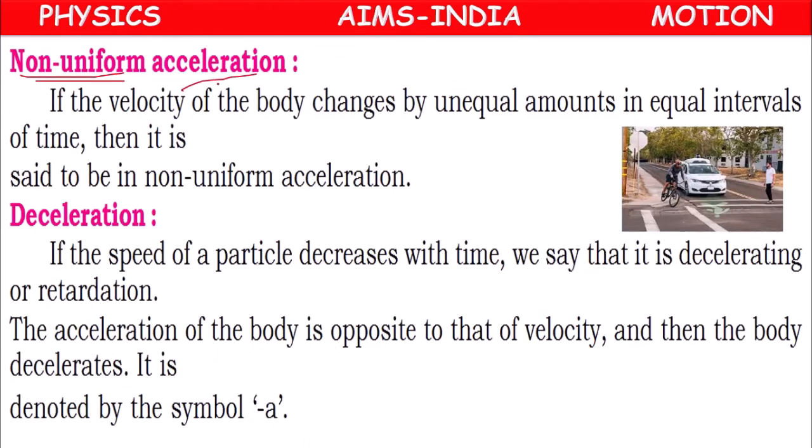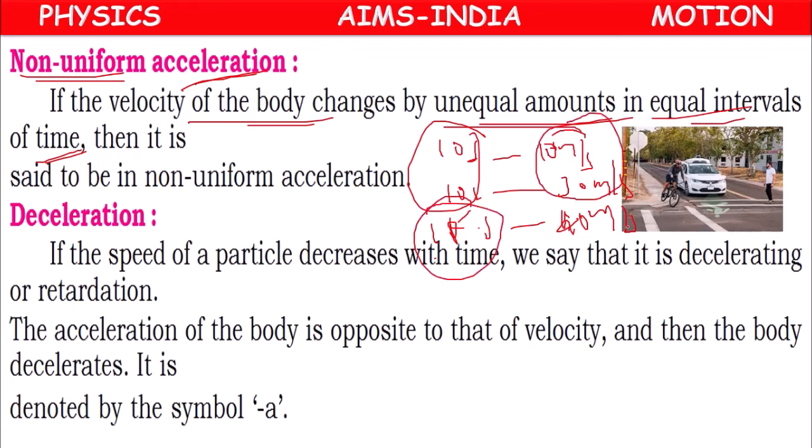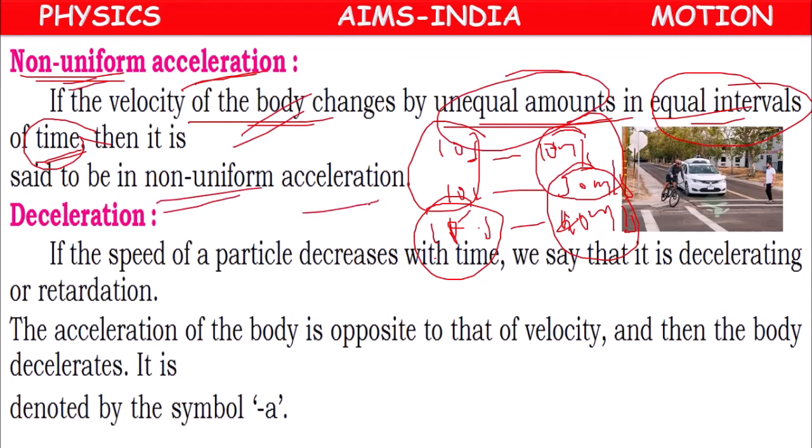Next, non-uniform acceleration. If the velocity of a body changes in unequal amounts in equal intervals of time, for example, in 10 seconds, velocity changed 10 meter per second. Next 10 seconds, velocity changed 30 meter per second. Next 10 seconds, velocity changed only 10 meter per second. First 10, 10 plus 30, 40, 40 minus 20, 30 plus 10, 40. Here for 10 seconds, 20 meters changed. Again for the next 10 seconds, 10 meters only changed. So equal intervals of time, but unequal amounts of velocity changing. We can tell that it is non-uniform acceleration.